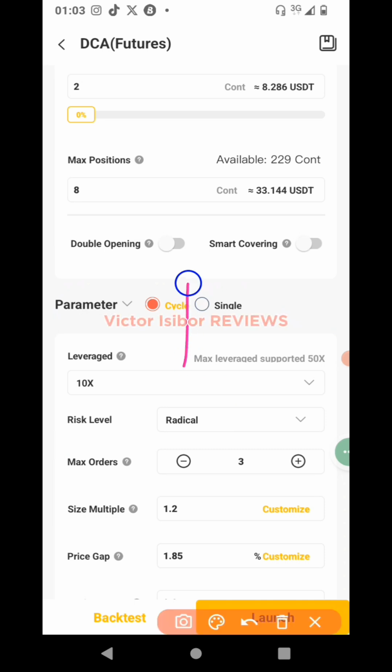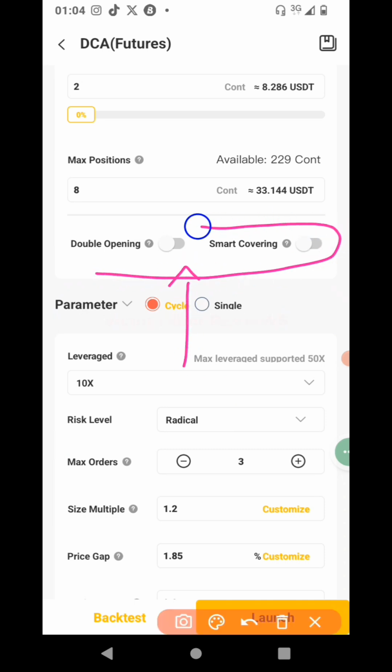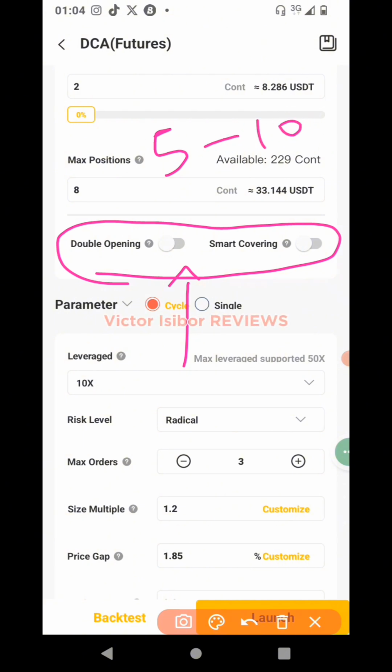Now, look at this. Double opening or smart covering. Double opening is telling you that, if your first order is $5, the second order, as the name implies, double opening, takes $10 into the market. Third order, take $20 into the market. We don't want that. We are choosing smart covering.